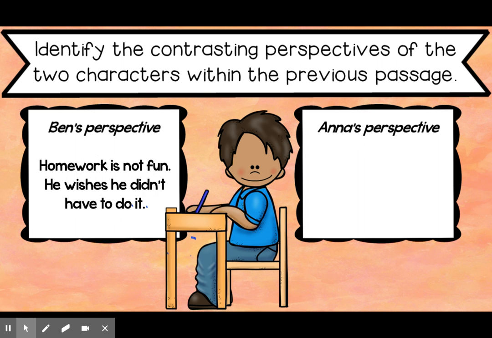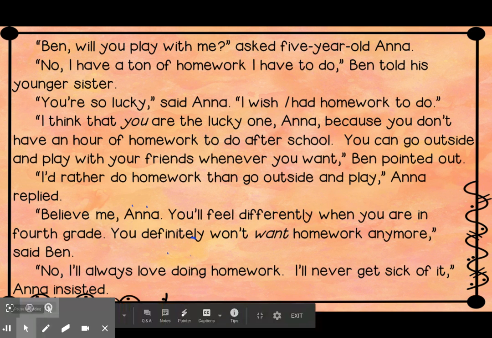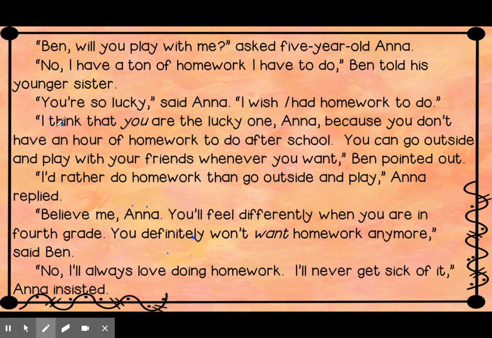Let's go back in the passage and find out why that would be his perspective, how we can prove that that is his perspective. So, in this passage, he says he thinks that she is the lucky one because she doesn't have an hour of homework. And he gives things that he could do instead of his homework. And then when she says, nuh-uh, he says, you'll feel differently, meaning that he already feels that different way.